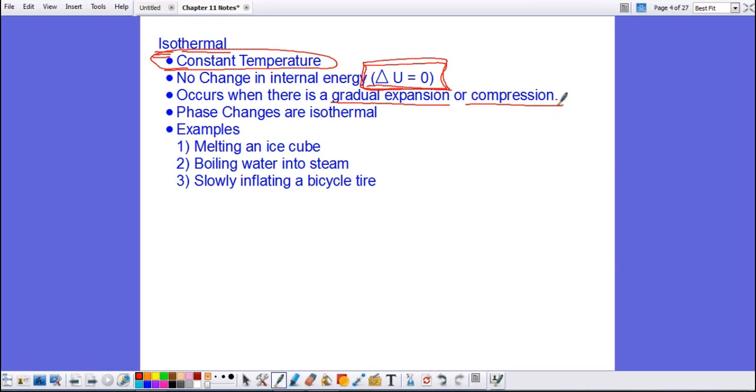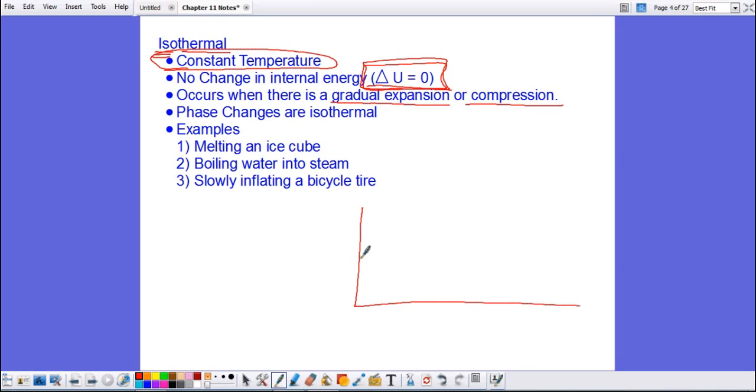Some examples: a phase change is isothermal. So if you're melting an ice cube, that's an isothermal process, and the change in internal energy is going to be zero. Boiling water, another phase change, is isothermal, and it's going to have an internal energy change of zero. If you are slowly inflating a bicycle tire, again, it's going to be at a constant temperature, and this might be a little bit difficult to understand. It's not quite completely constant.